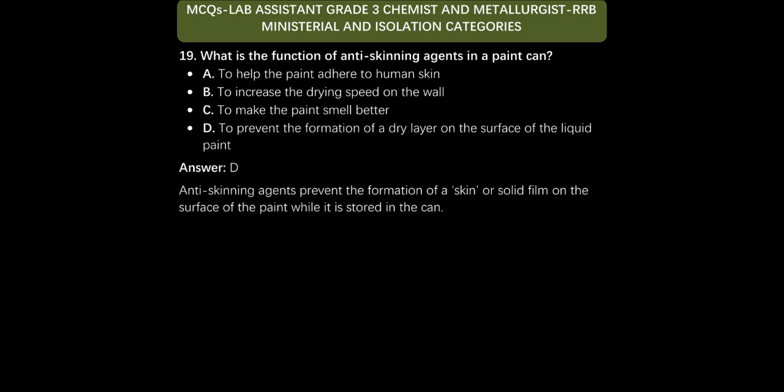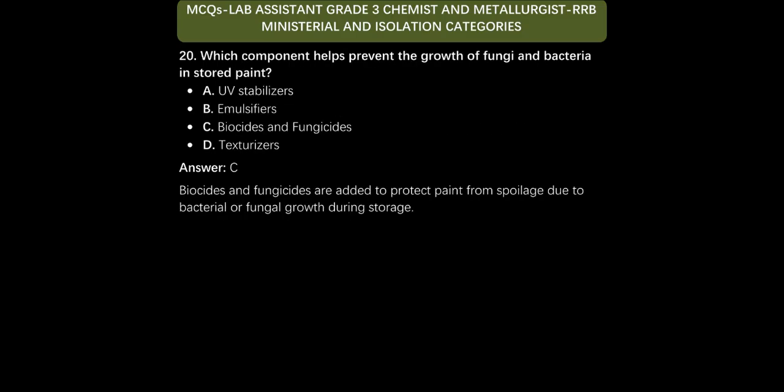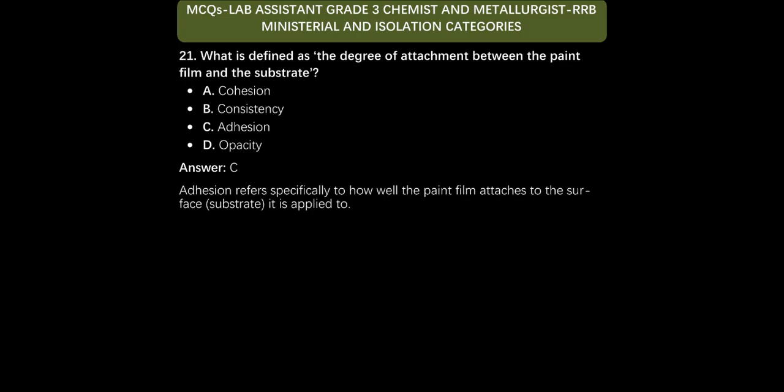Option D, to prevent the formation of a dry layer on the surface of the liquid paint. Which component helps prevent the growth of fungi and bacteria in the stored paint? Option C, biocides and fungicides. What is defined as the degree of attachment between the paint film and the substrate?